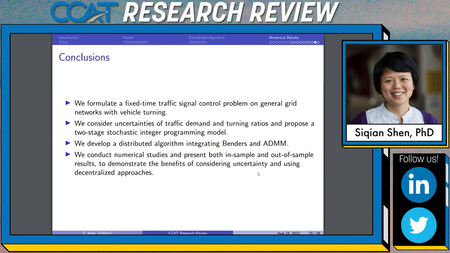One is, what's the benefit of considering uncertainty? And two, what's the benefit of utilizing decentralized approaches? We hope that even though it's only for traffic signal control, this approach is general. You can apply it to any kind of problem that has this two-layer structure, where you need to plan the resource at the first stage before you see the uncertainty, and then you need to do something afterwards, after you realize the uncertainty. And you can always use this combination of decomposition and distributed approach, okay?